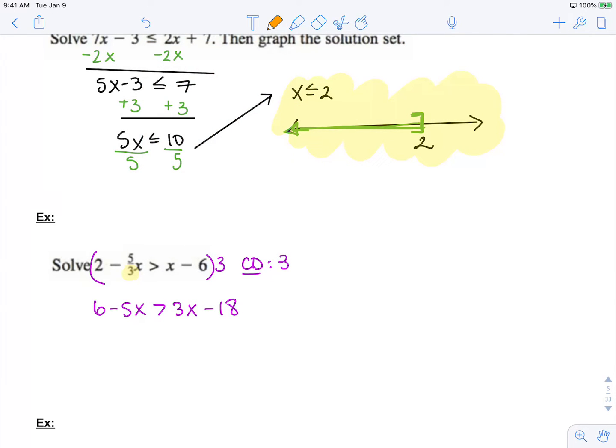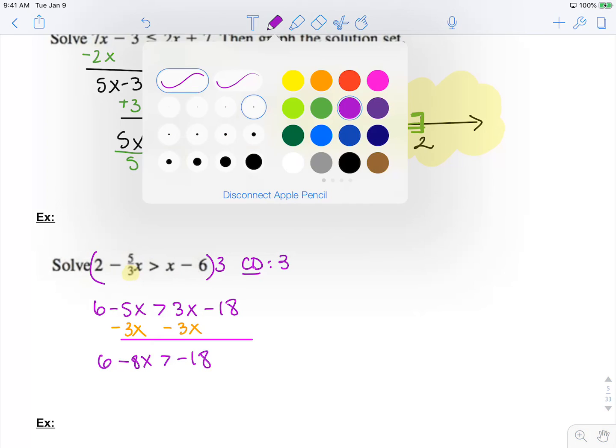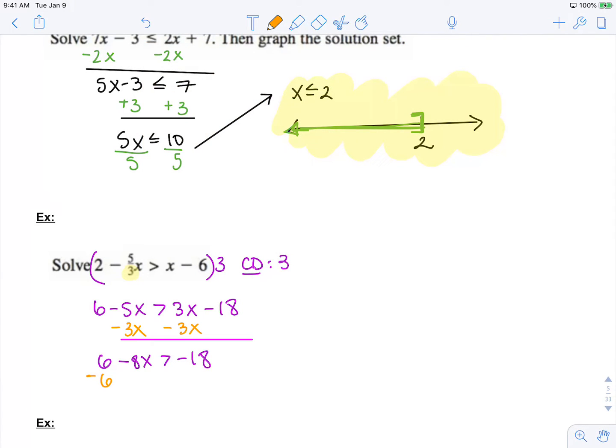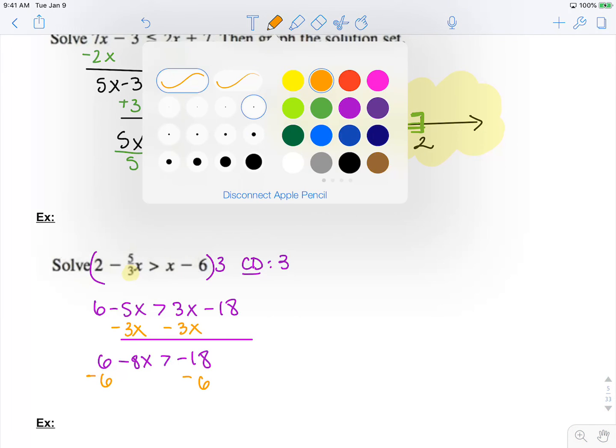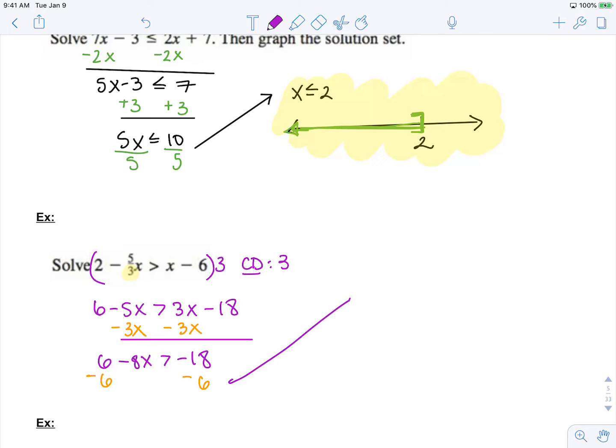For me, I like to keep my x's on one side of the inequality, usually the left side. Subtract 3x on both sides. And I have 6 minus 8x is greater than negative 18. Then I subtract 6 from both sides. Let me bring my work up here. Now I have negative 8x is greater than negative 24.